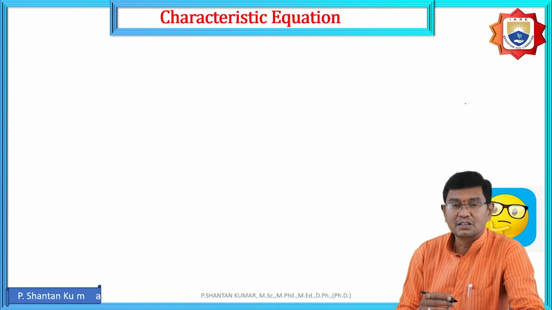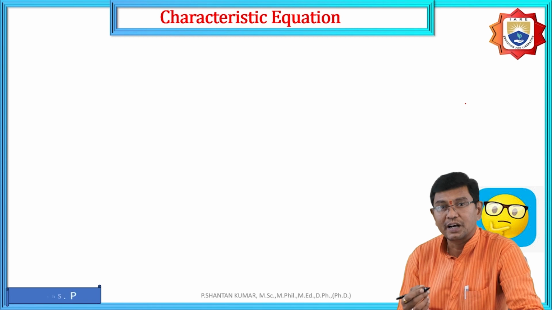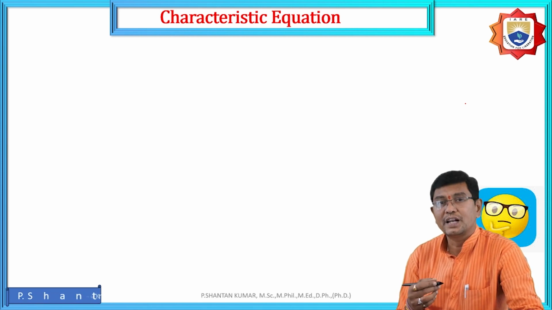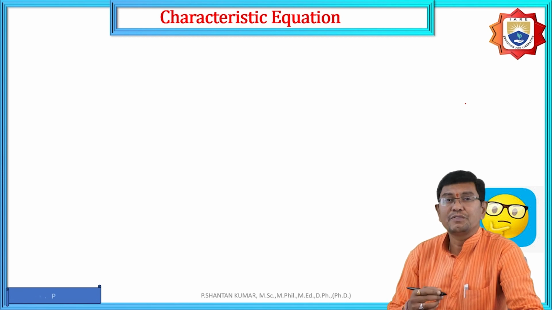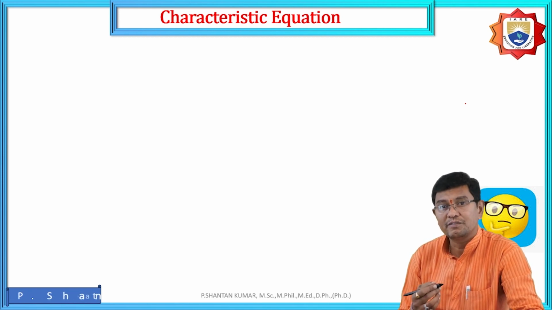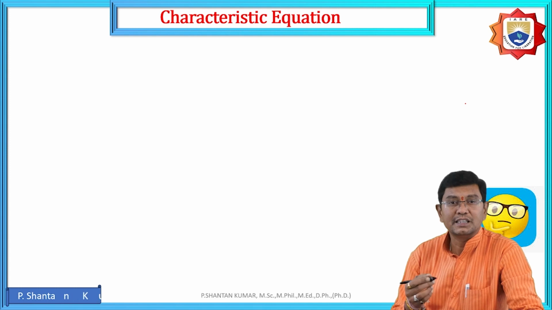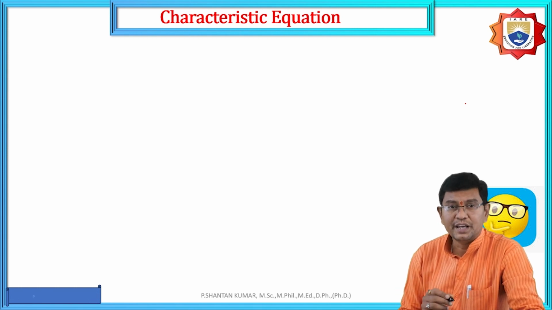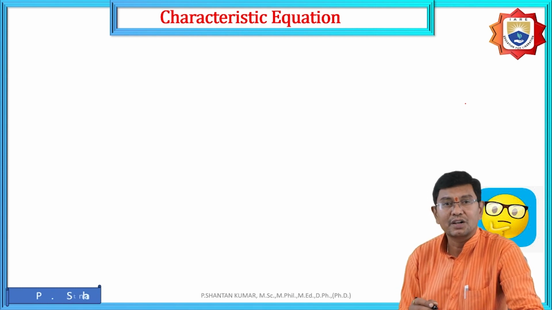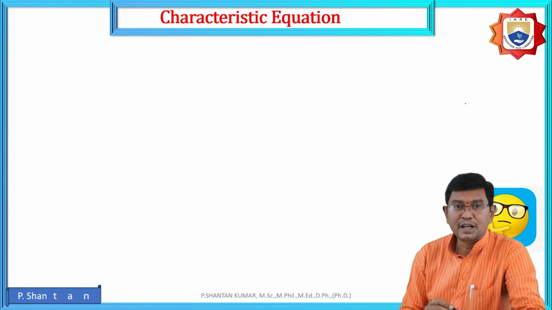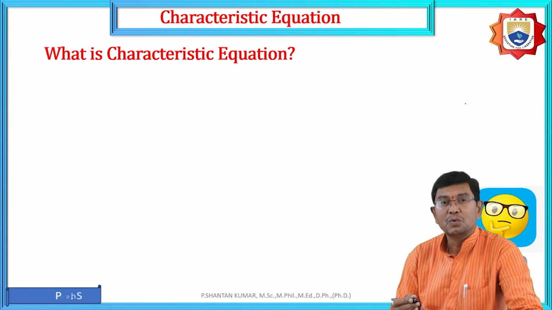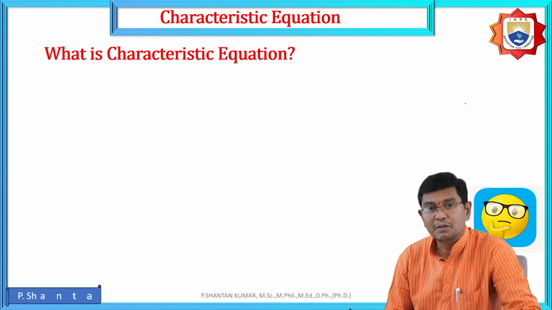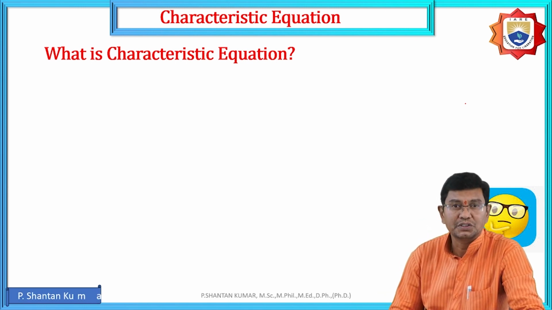In previous sessions, we discussed briefly how to find the characteristic equation, the eigenvalues, the eigenvectors, and how to verify the Cayley-Hamilton theorem and its applications. But today we are going to discuss the diagonalization of a matrix. Here also, first of all, we need to recall what the characteristic equation is, and how to get it.